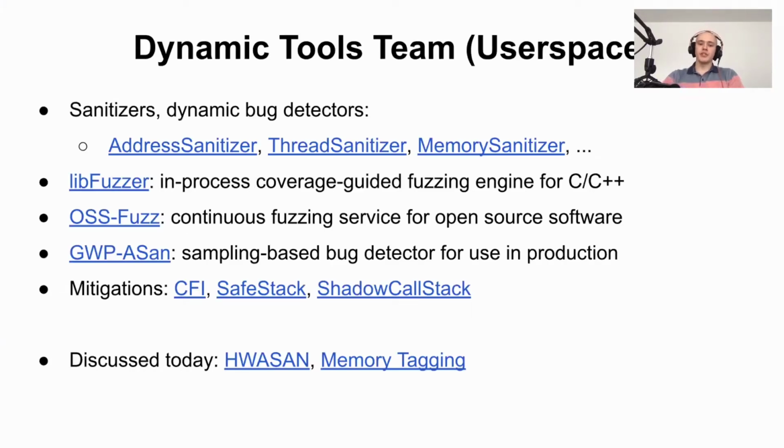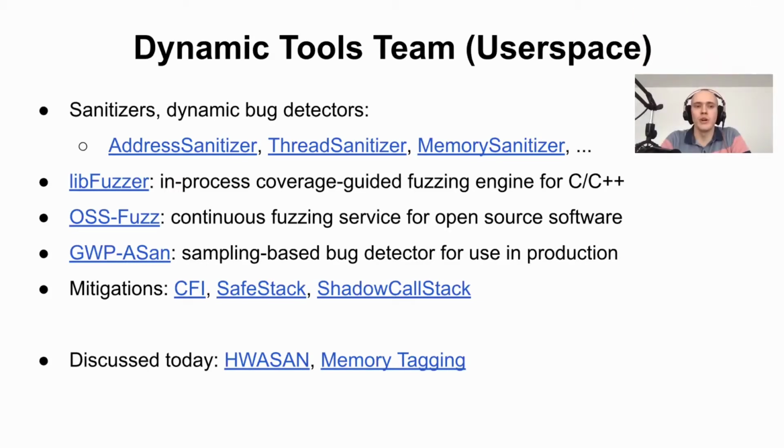My team actually consists of two parts. The first part works on Userspace, and there we have bug finding tools like sanitizers. I think people who write C and C++ code have heard of them or have probably used them. We have some tools that assist you with fuzzing, and one of the recent developments is GWP-ASan, which is a sampling-based memory bug detector. The idea is that you can use it in production to find memory bugs that happen in production code while it's running.